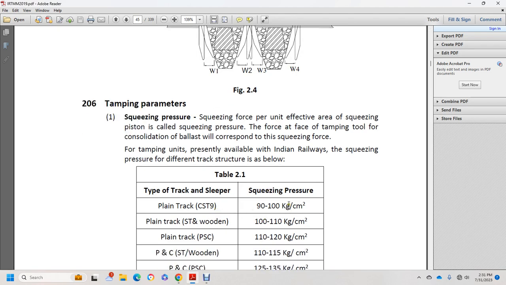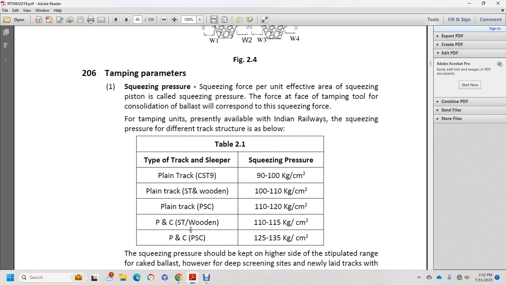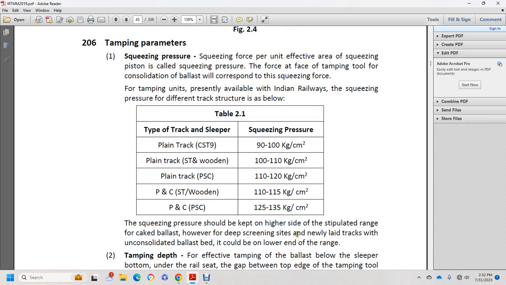Plain track 90 to 110 kilograms per centimeter squared. Plain track 100 to 110 kilograms per centimeter squared. Plain track 110 to 120 kilograms per centimeter squared. PNC and ST and wooden 110 to 115 kilograms per centimeter squared. PNC and PSC 125 to 135 kilograms per centimeter squared.